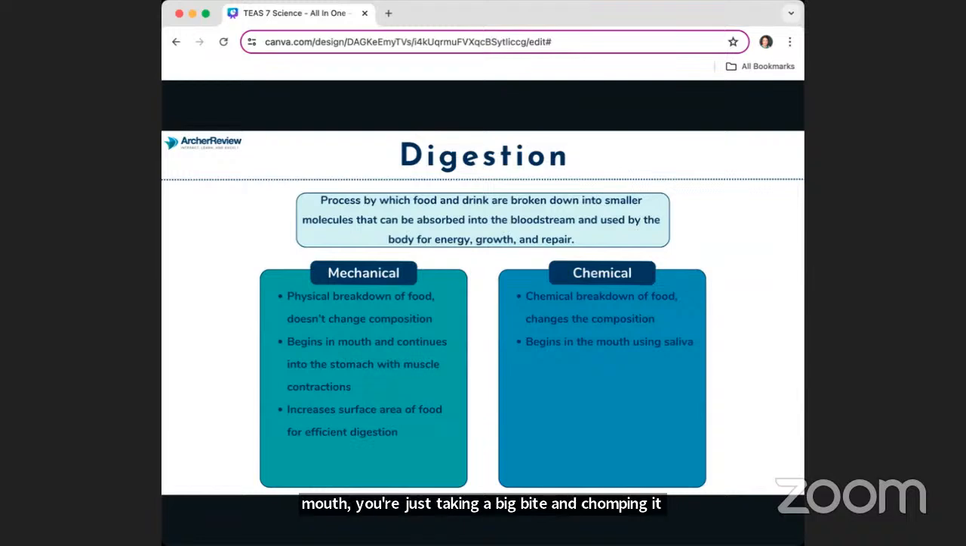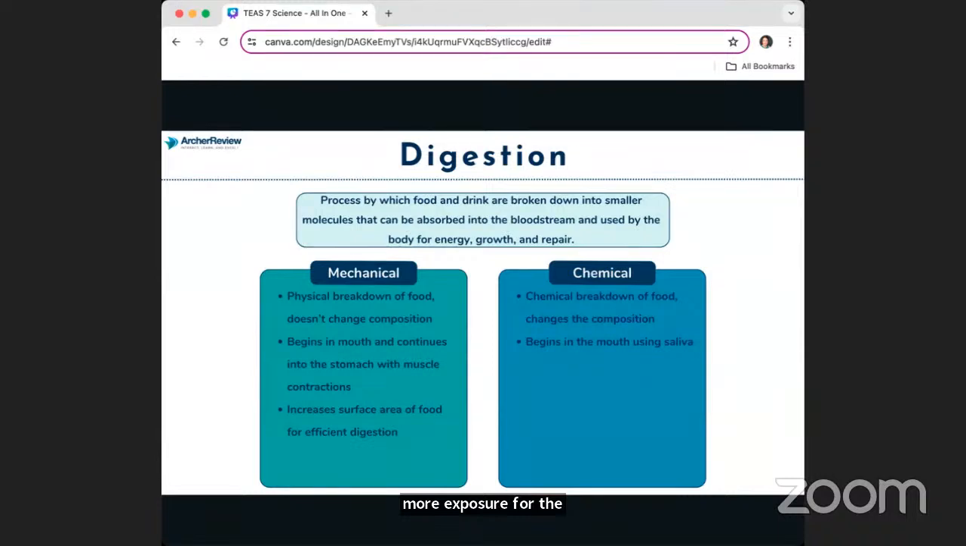And as I said, that begins in the mouth, and it continues all the way into the stomach with muscle contractions. The point of mechanical digestion is to increase surface area. If you have smaller particles, you have more exposure for the absorption of nutrients into the body.